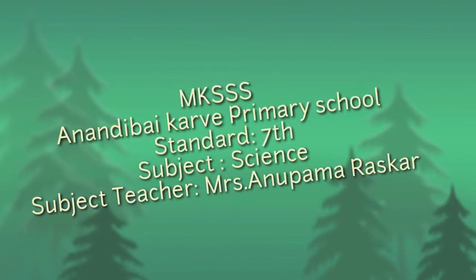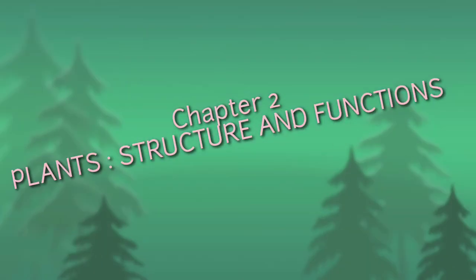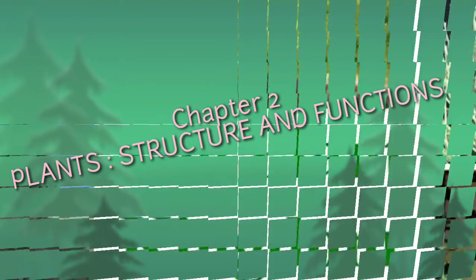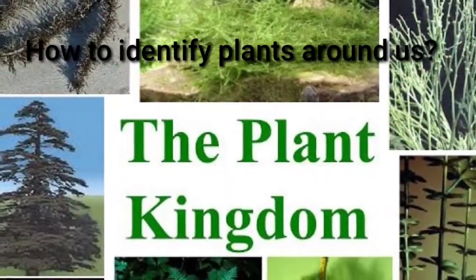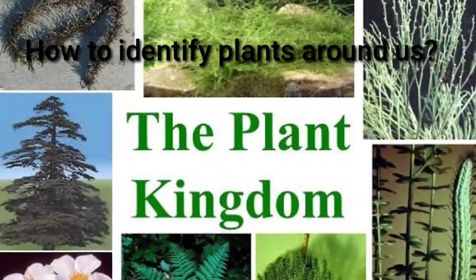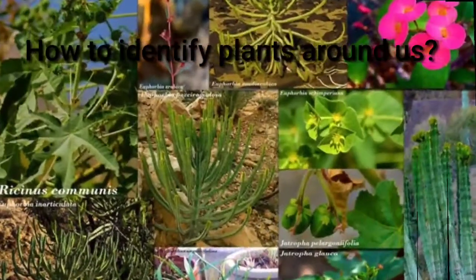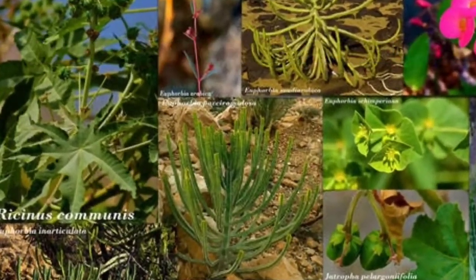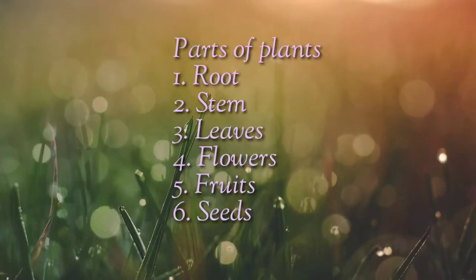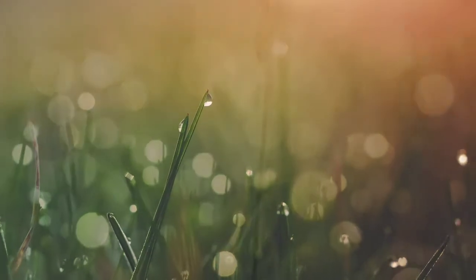Welcome to Class 7th, Subject Science, Chapter 2, Plants, Structure and Function. How can we identify plants around us? We can identify plants with the help of their different characteristics. Let us study in detail the different parts of the plants, their structure and functions. The parts of plants are root, stem, leaves, flowers, fruits and seeds.